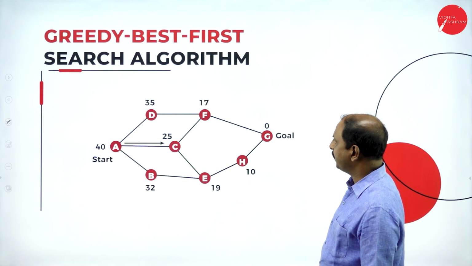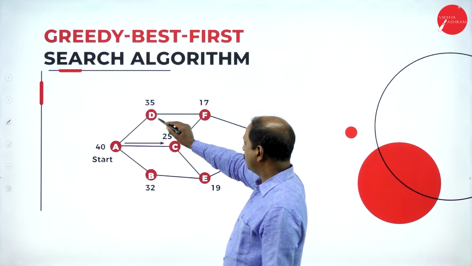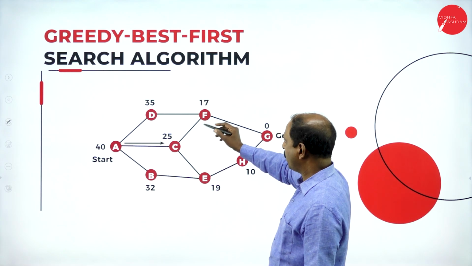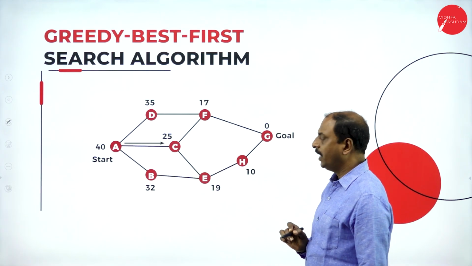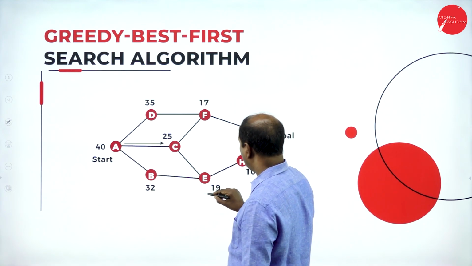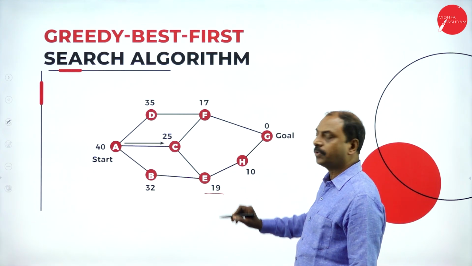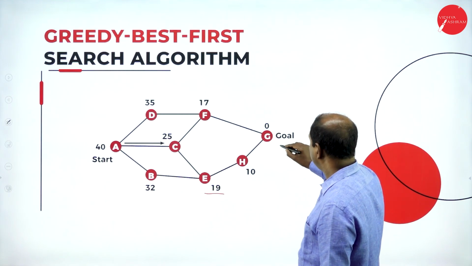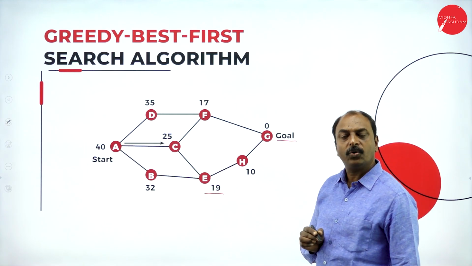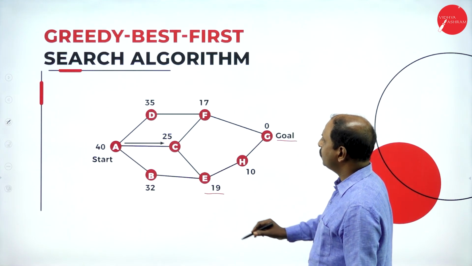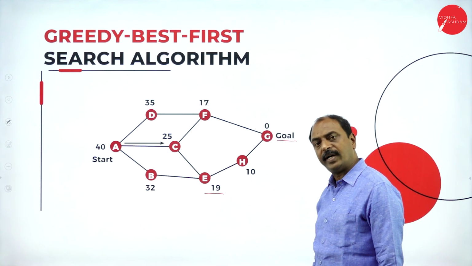Now let us see the example here. This is the starting node A, and these are the different nodes D, F, C, E, B, H and G. If you look at the numbers here, all these are the heuristic values of the particular nodes, and G is the goal node, and the value for the goal node is always 0. So by considering this example, let us see how it is going to function.